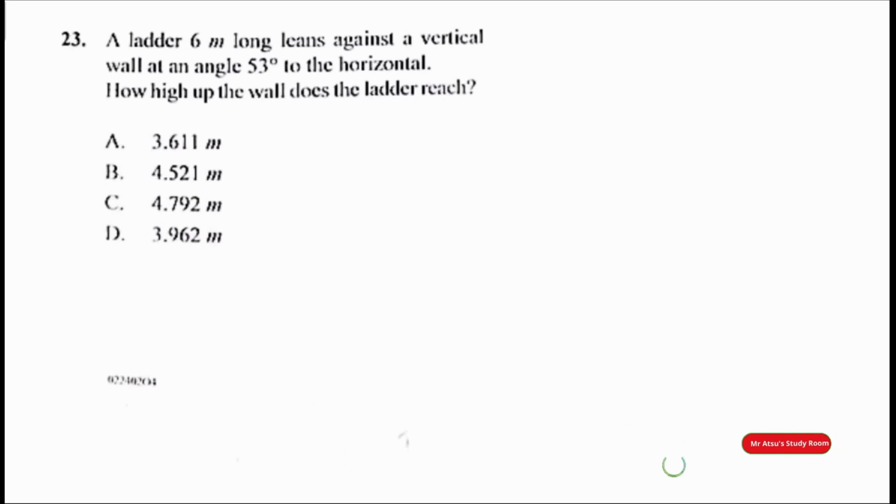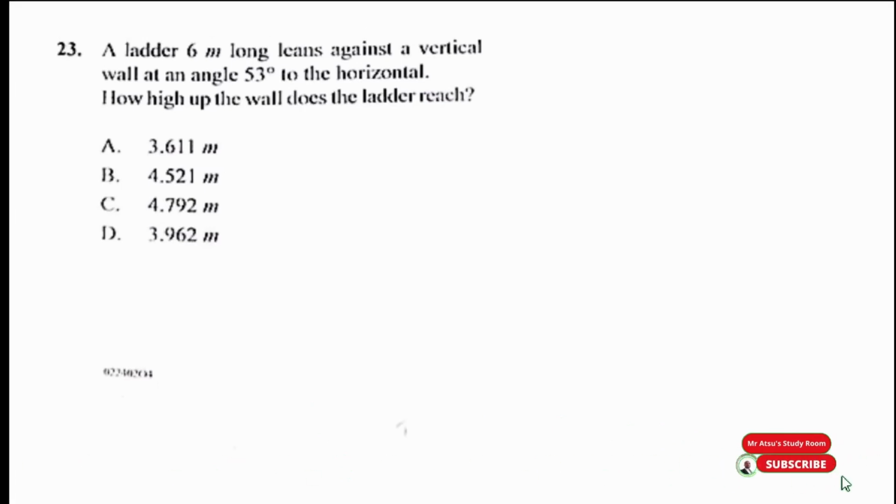Today we are solving question 23 of WASSCE 2022 core or general mathematics paper. And the question reads, a ladder 6 meters long leans against a vertical wall at an angle 53 degrees to the horizontal. How high up the wall does the ladder reach? Good. This is a word problem.